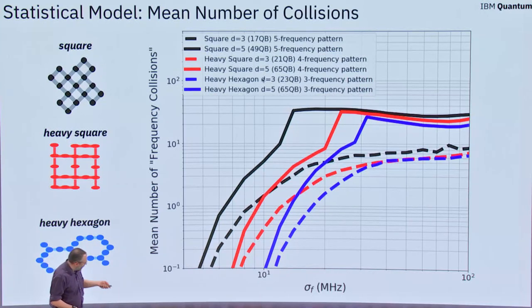So let's look at what we call the yield, that is the fraction of cases in the statistical model that will be collision free. And that looks like this.